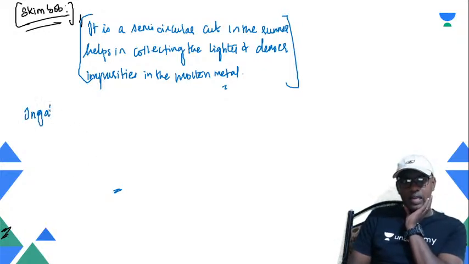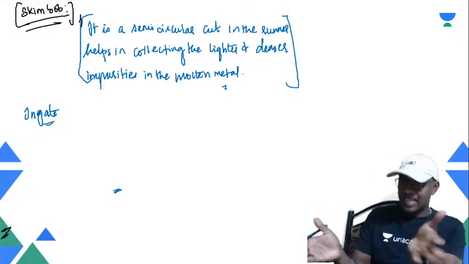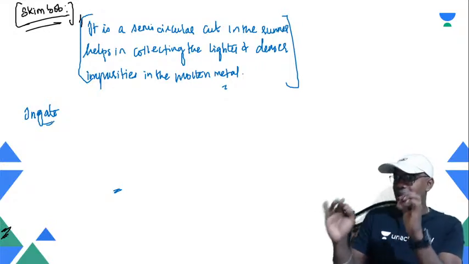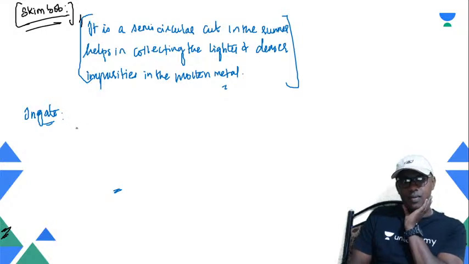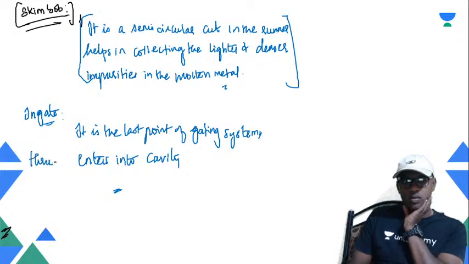And finally about the ingate, so it is the entry point. Okay, it is the last point of the gating system from which the molten metal enters into the casting cavity.